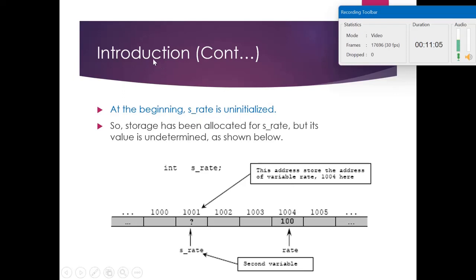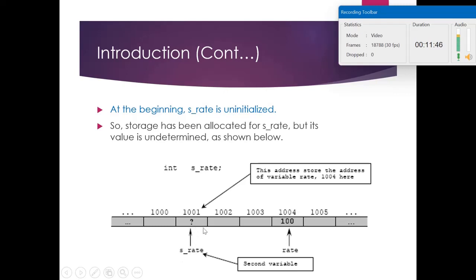Here is an example. At the beginning, s_rate is uninitialized but declared. Here this is the s_rate variable. It is not initialized yet. No value is there. And the rate variable is there. The value of the rate variable is 100. The memory address of the rate variable is 1004, and the memory address of this variable is 1001.